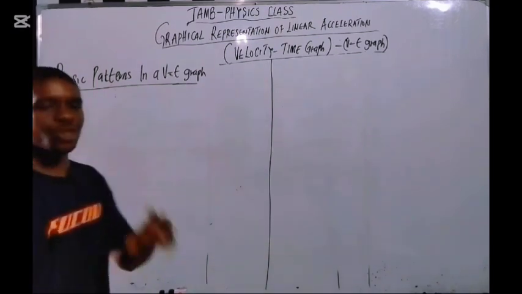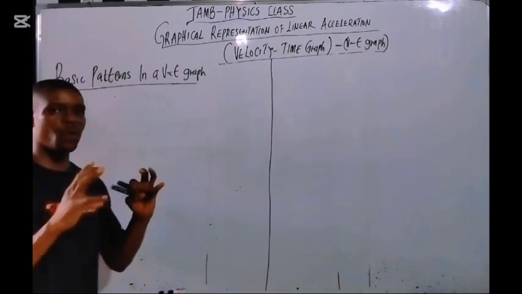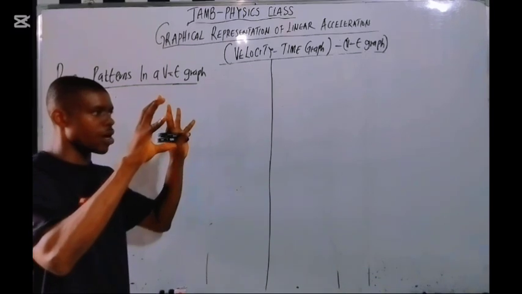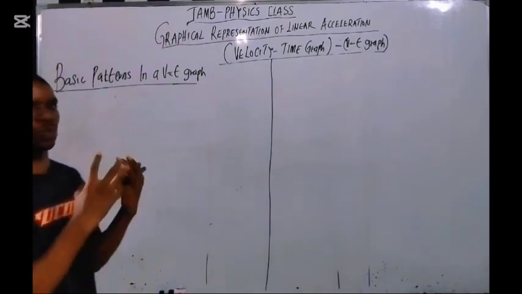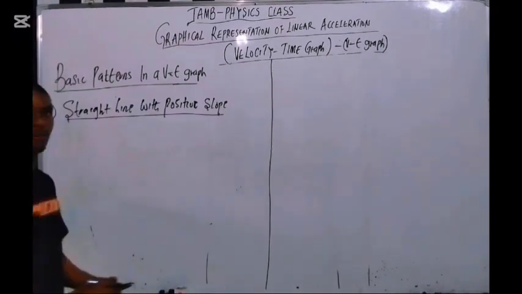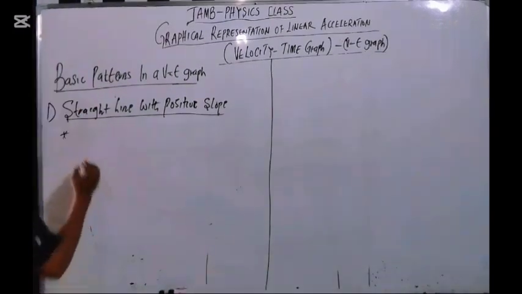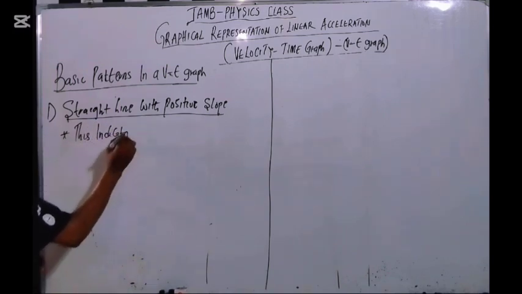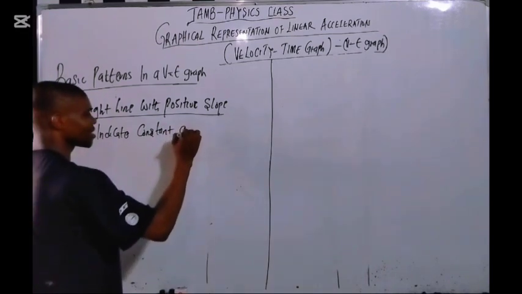This is where you need to pay close attention now. Basic pattern. When you look at the VT graph here, there are three main parts of the VT graph. That is why we say basic pattern in the VT graph. The first one we want to look at is the positive slope, a straight line with positive slope. This indicates constant acceleration.